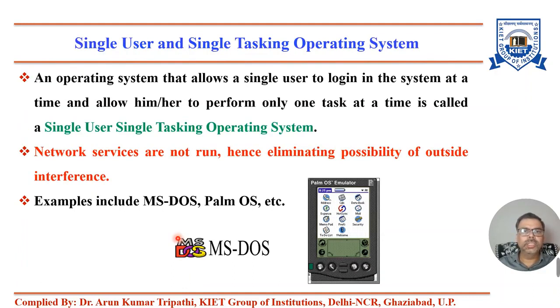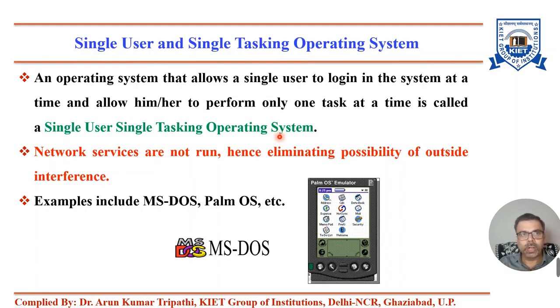Firstly, the single user, single tasking operating system. An operating system that allows a single user to log in to the system at a time and allows him or her to perform only one task at a time is called a single user, single tasking operating system. An example is DOS. In DOS, only one user can log in and we will not get the command prompt back until the entire process is complete.